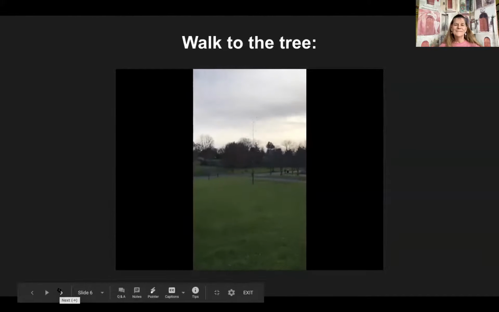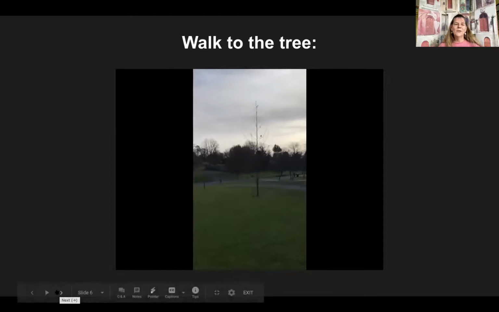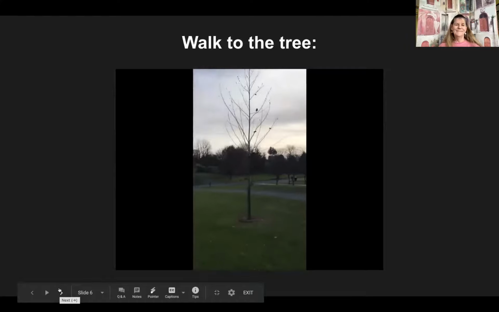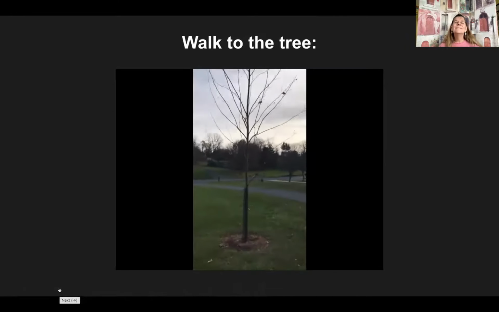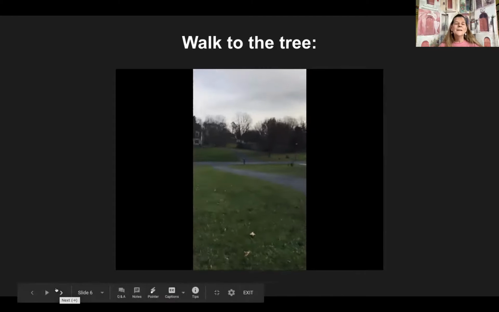1, 2, 3, 4, 5, 6, 7, 8. This is a part my little granddaughter, who's 3, loves to do with me. 9, 10, 11, 12, 13, 14, 15, 16, 17, 18, 19, 20, 21, 22, 23, 24, 25 and a half.